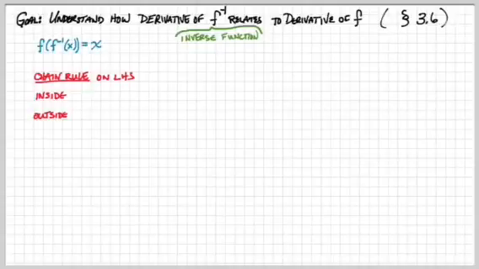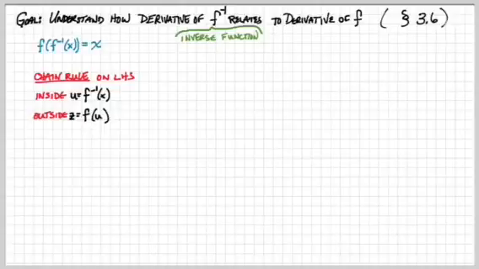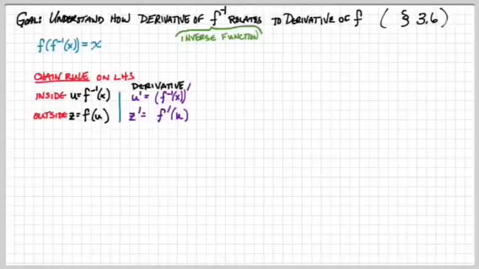We're going to need a chain rule on the left-hand side. The inside function is going to be f inverse. The outside function is going to be f. So I set u, the inside function, equal to f inverse of x, and I set the outside function, let me just call it z, equal to f of u. We have to take the derivatives. So the derivative of u is going to be what we're looking for, the derivative of the inverse of f. And the derivative of z, well, that's just f prime evaluated at u.